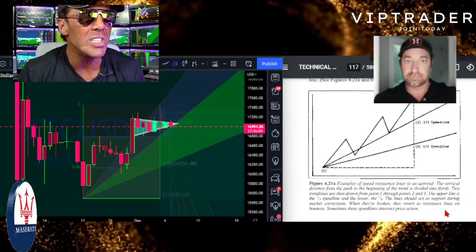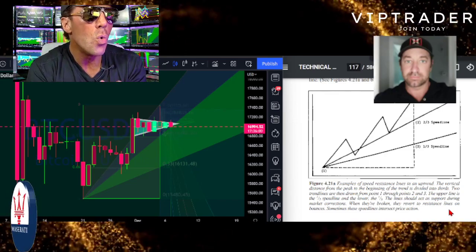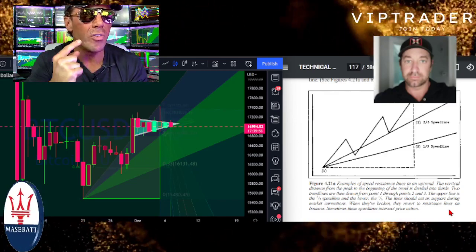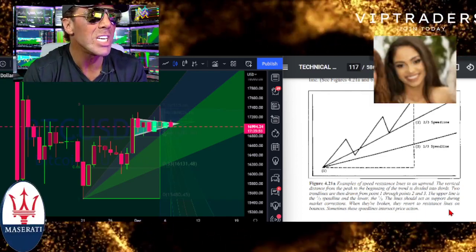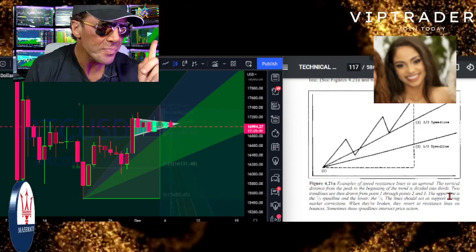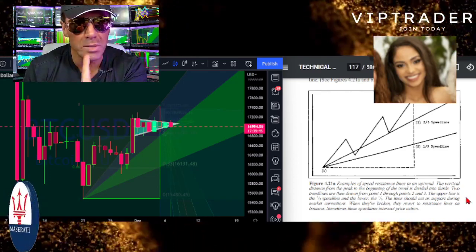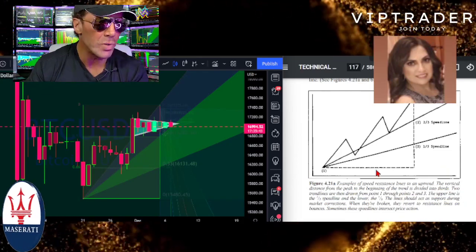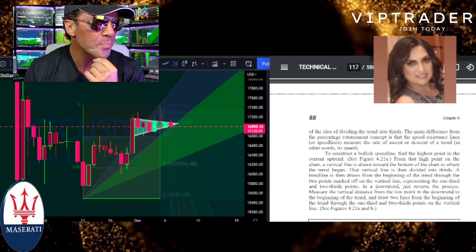The lines should act as support during market corrections. When they're broken, they revert to resistance lines on bounces. Sometimes these speed lines intersect price action. Did you read that? The lines should act as support during market corrections.